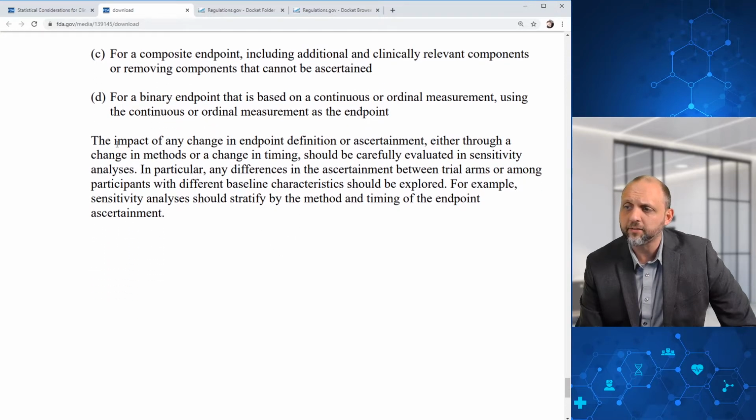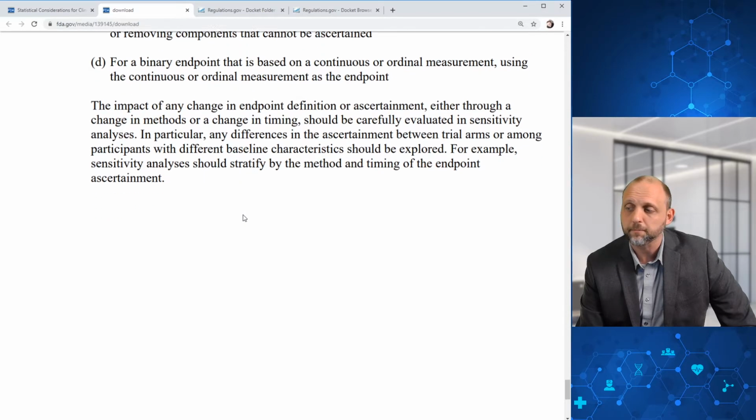And here FDA concludes noting that the impact of any change in endpoint definition or ascertainment, either through a change in methods or a change in timing, should be carefully evaluated in sensitivity analyses. In particular, any differences in the ascertainment between trial arms or among participants with different baseline characteristics should be explored. For example, sensitivity analyses should stratify by the method and timing of the endpoint ascertainment.